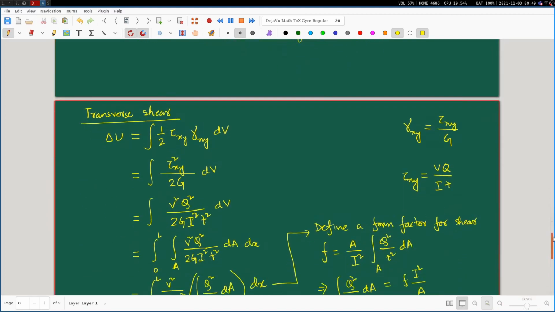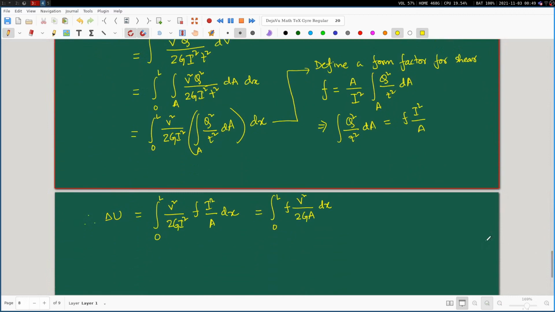Here also you are obtaining the same kind of thing: this is the cause, V, this is the effect, delta U, and in the denominator you have one factor from the material, this is G, the shear modulus, and one factor from the geometry, A. Mind you, this is a perfectly non-dimensional entity.